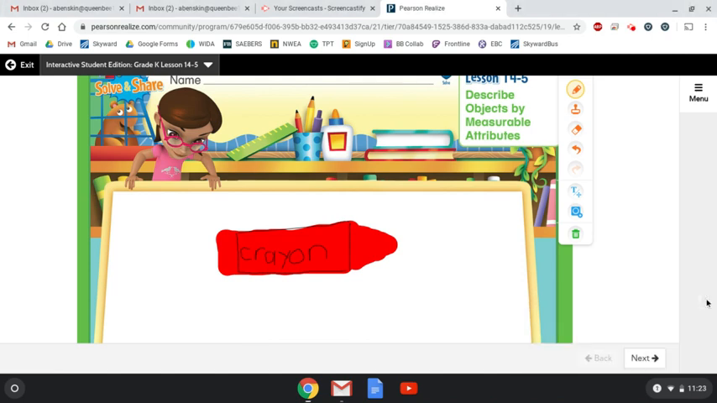Hello, boys and girls. We are working on our unit all about measurement, and today we'll be working on lesson 14-5. So grown-ups, if you could get that ready for them. And today we're going to be describing objects by measurable attributes.